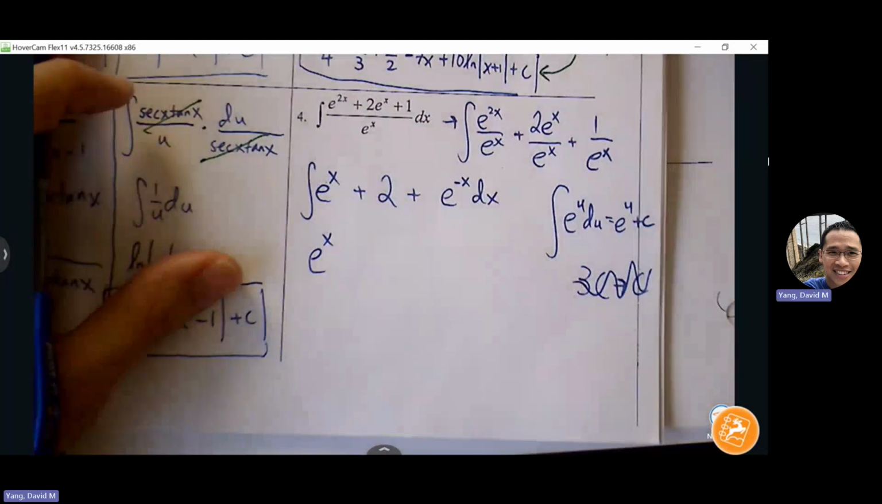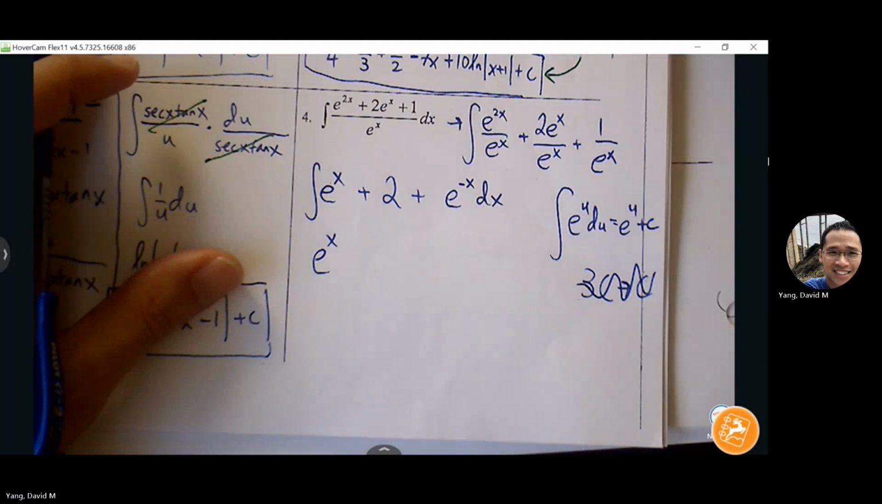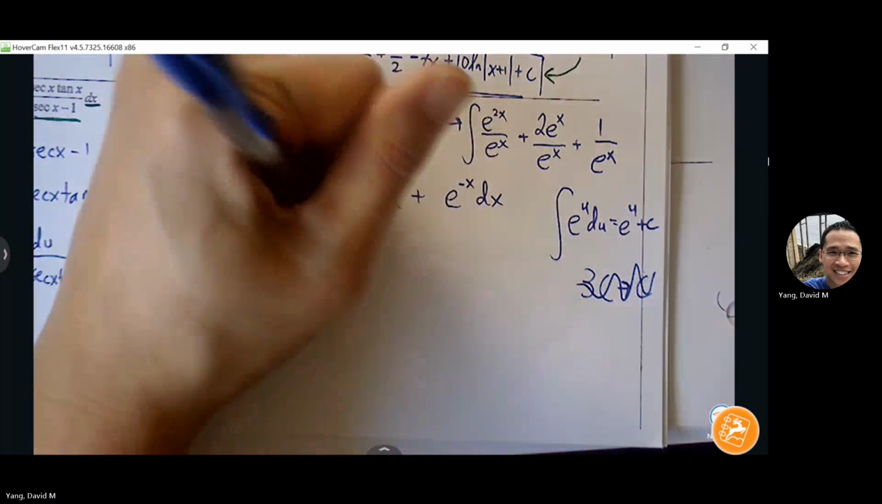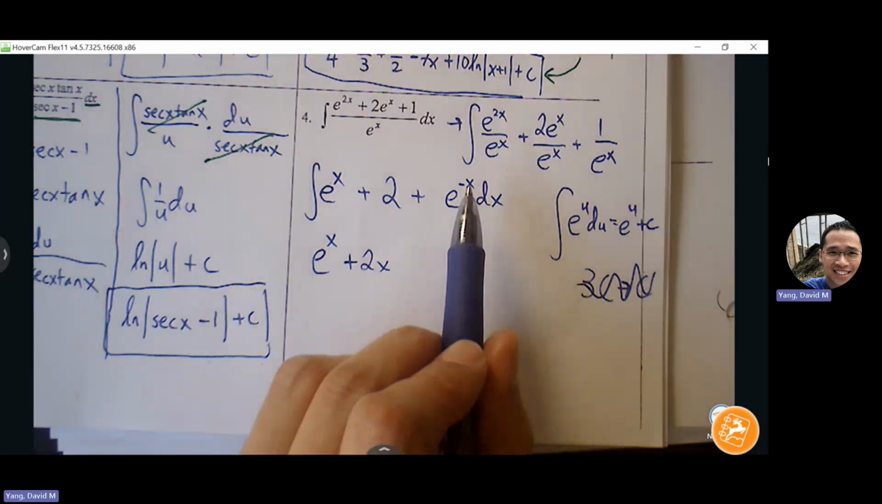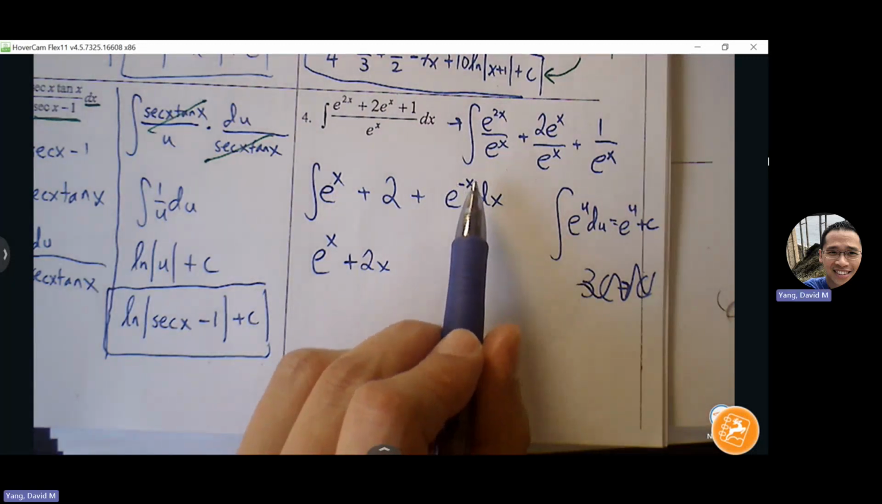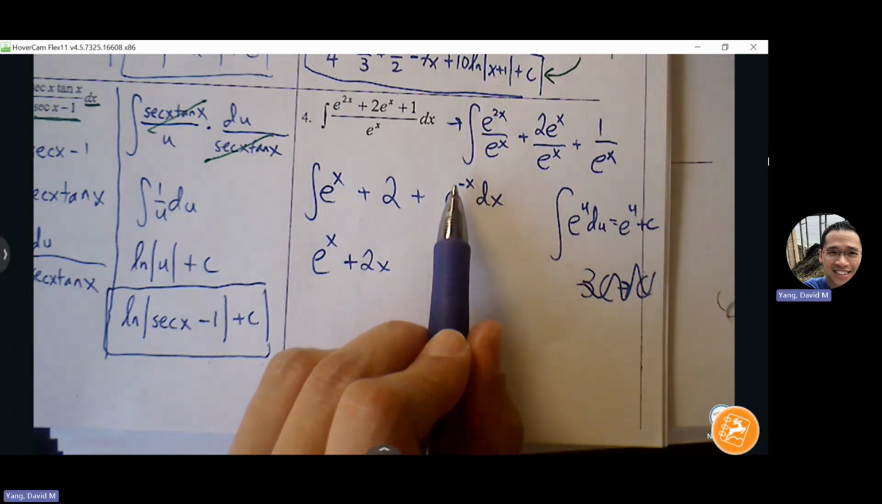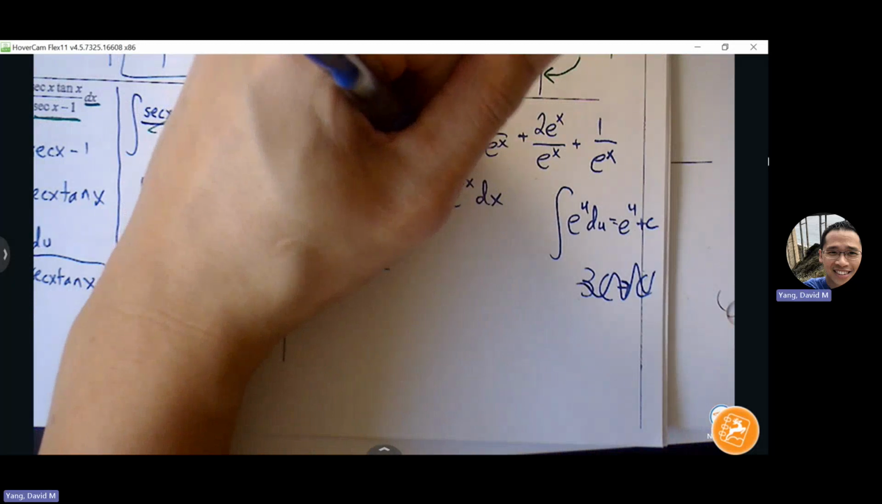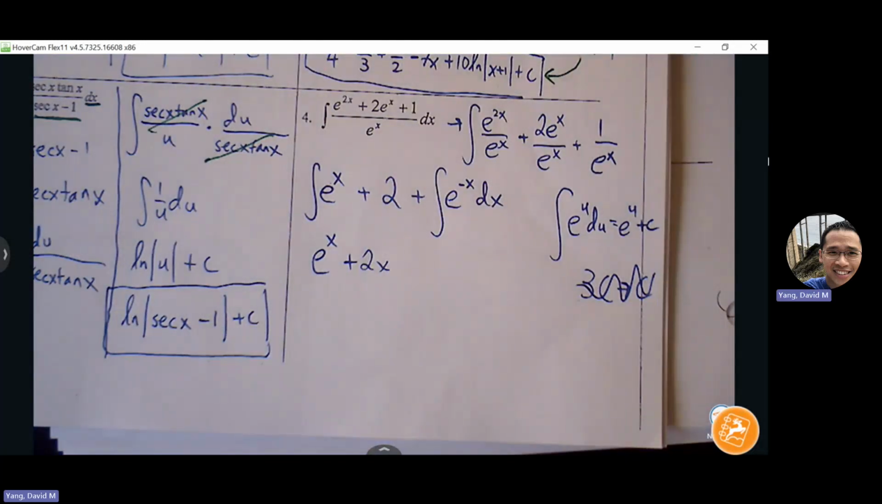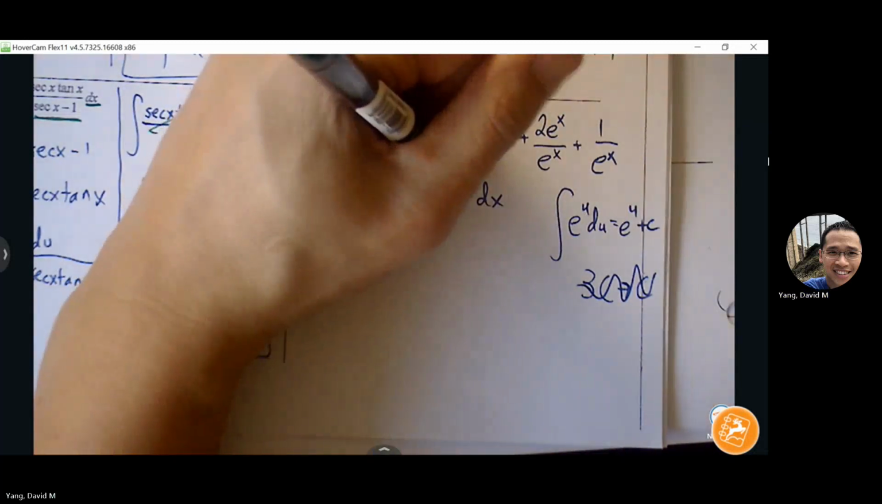Okay, what's next? So it's 2x. And the next one is e to the negative x. This one, we gotta be more careful. This is not just an x, so I would actually spend the time to go through u substitution for this one. Otherwise, we're gonna lose track of what's gonna come out of it. So what could be our u value? Negative x.